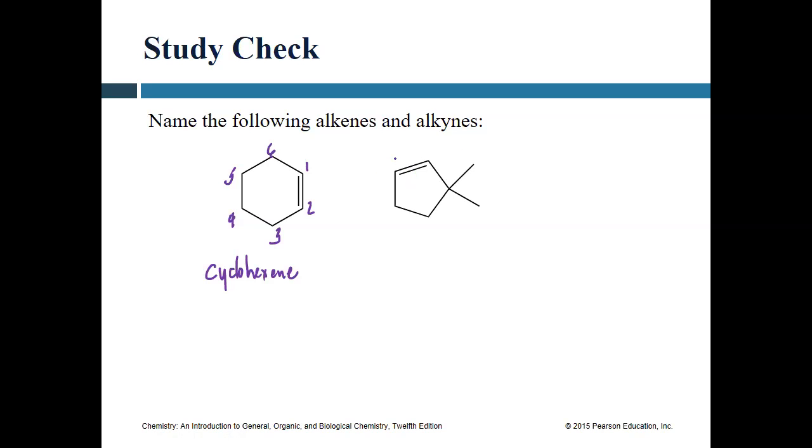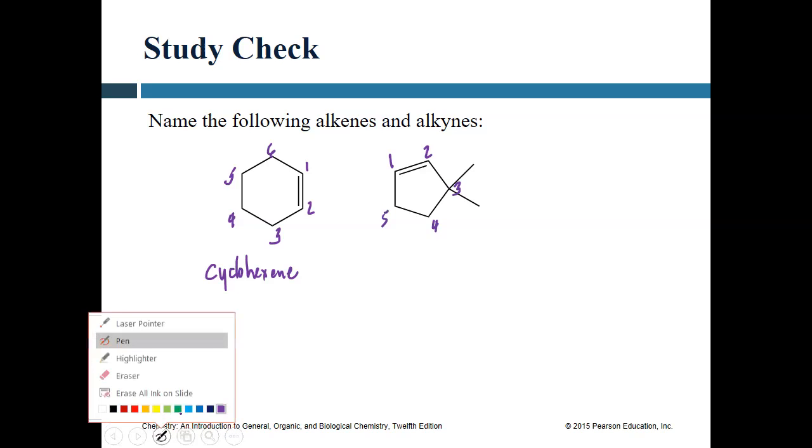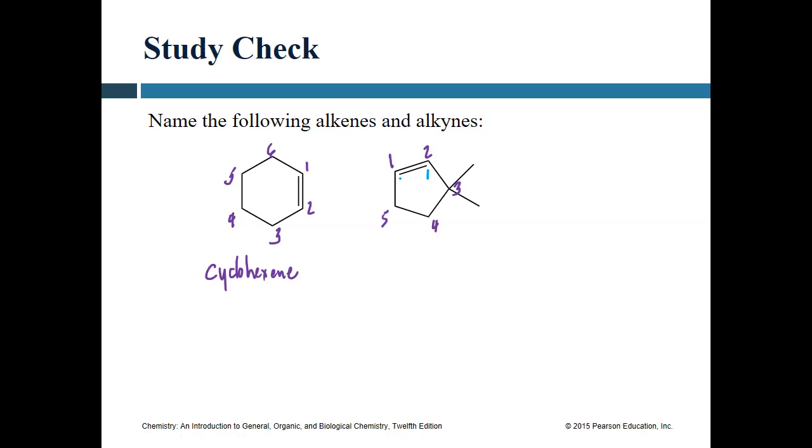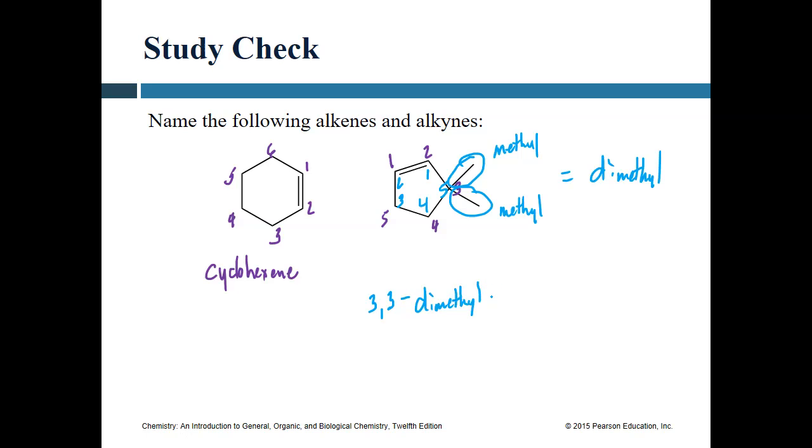Similarly in this one, now there are 2 different ways of numbering. We can number clockwise as such, or counter, again, starting at and bracketing that double bond. And we can see here clearly the numbers in purple are going to give us the lowest combination. I've got 2 methyl groups here. This is a methyl. This is a methyl. 2 methyl groups would give me dimethyl, both at position 3. So this would be 3,3-dimethylcyclopentene.